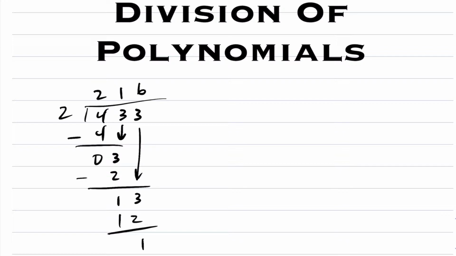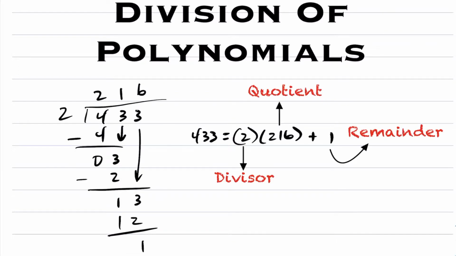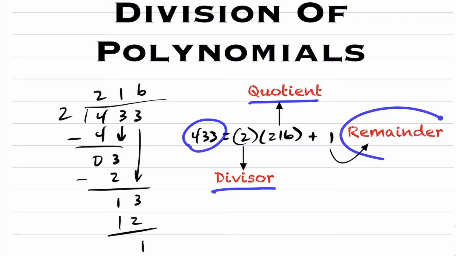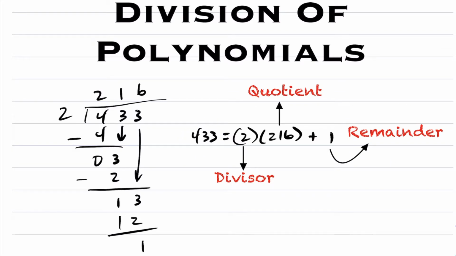To remind you here, we would have 433 is going to equal my divisor times my quotient plus my remainder. Now we will extend this idea to polynomials, where our polynomial will equal our divisor times the quotient plus your remainder. Notice here one property is your remainder must always be less than your divisor, as if my remainder was greater, we would continue our long division process.